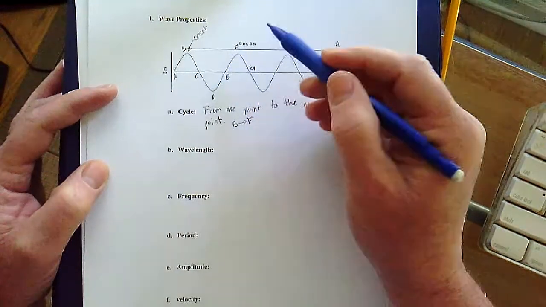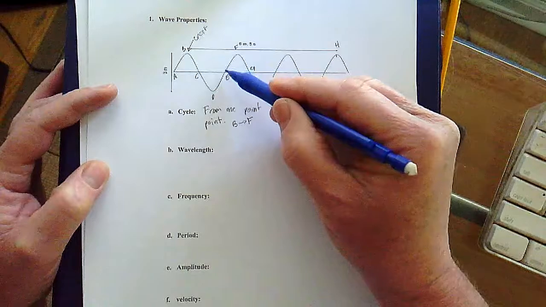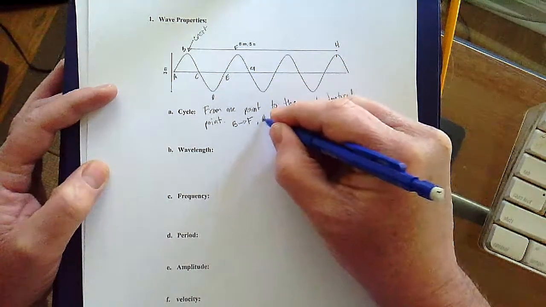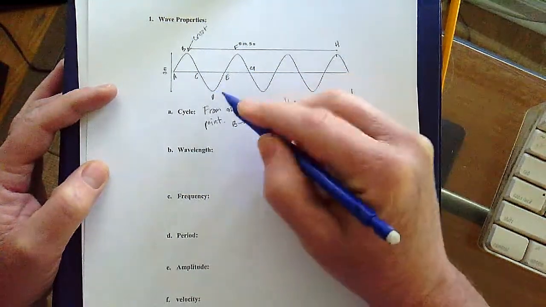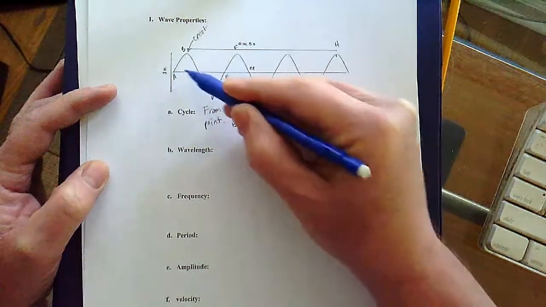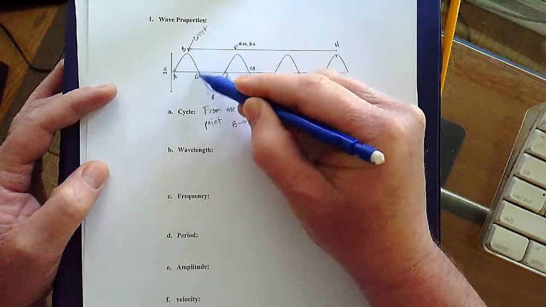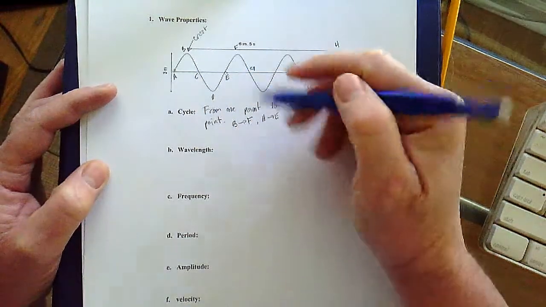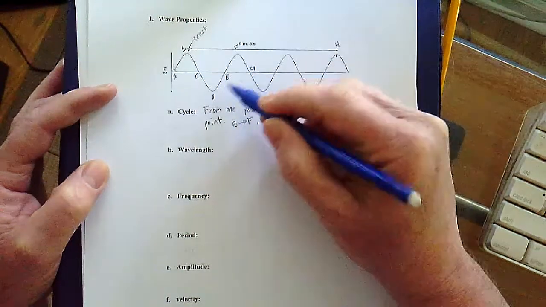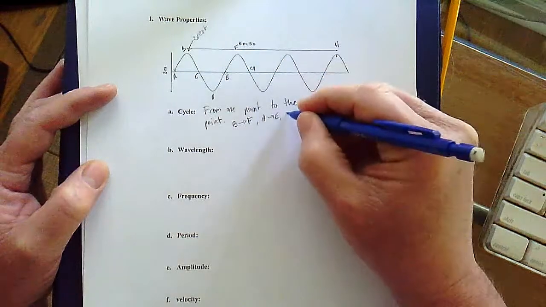I could also say from A to E, because they're the same height and kind of going in the same direction. So A to E, not A to C, because A is going up and C is going down. They're the same height but different directions. And I could also say from C to G is one cycle.